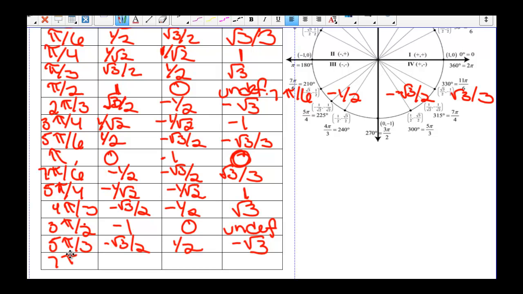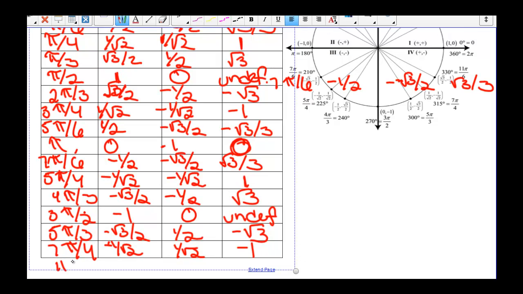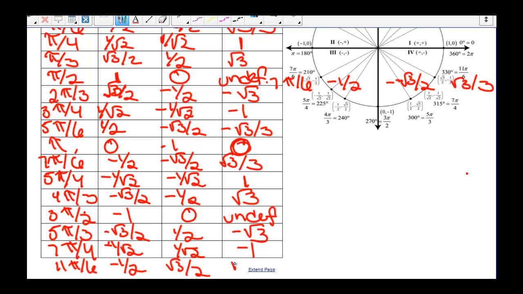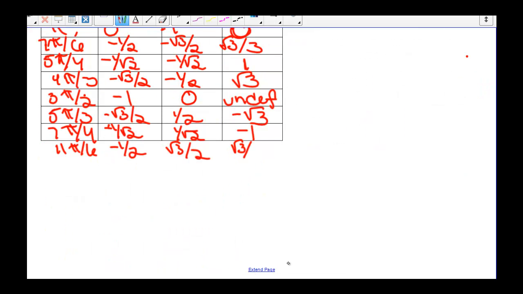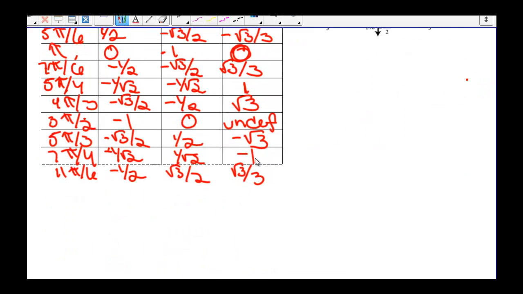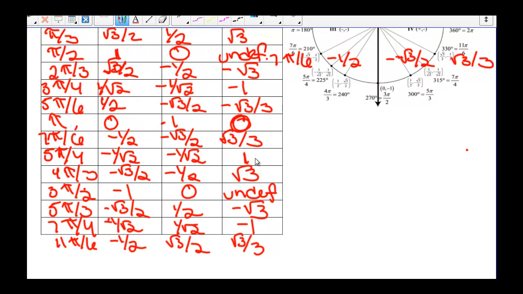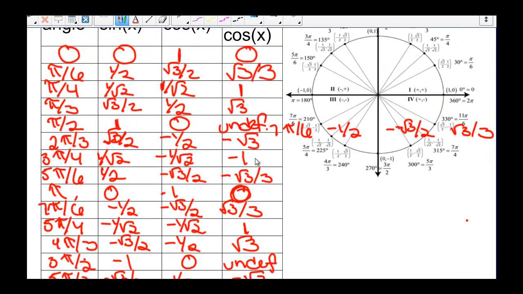At 7 pi over 4, we have negative 1 over square root of 2 for sine, 1 over square root of 2 for cosine, giving us negative 1. At 11 pi over 6, we get negative 1/2 for sine, square root of 3 over 2 for cosine, giving us negative square root of 3 over 3. And then we'll start to repeat. So let's take a look at these values we've been getting.